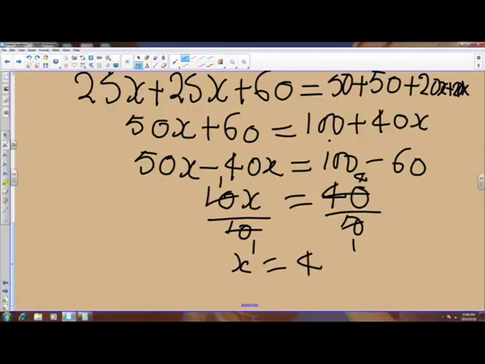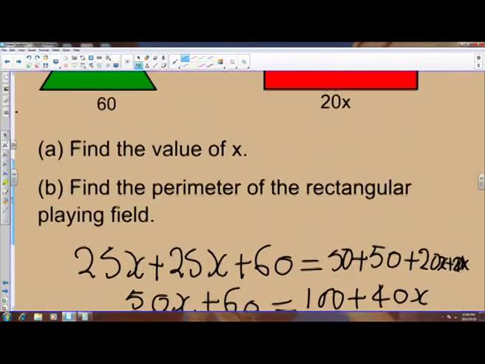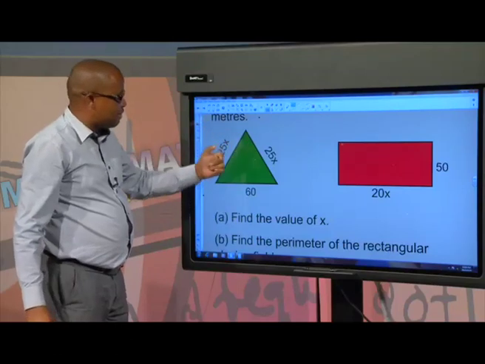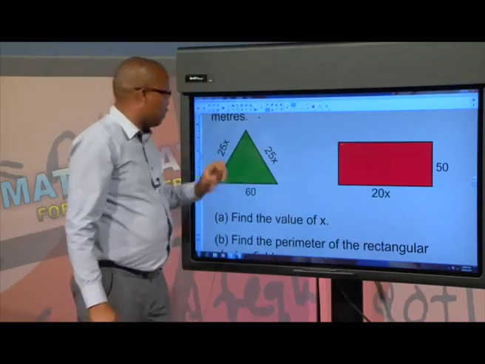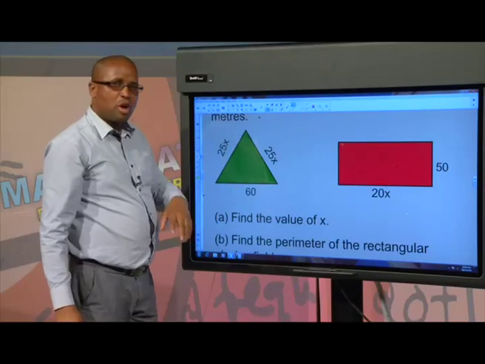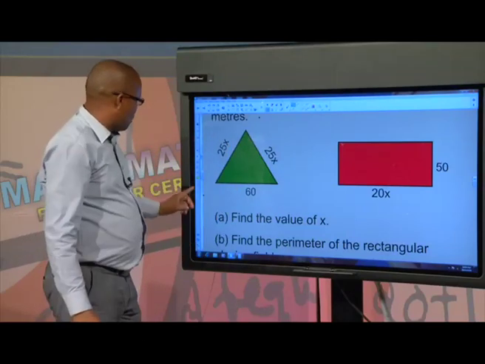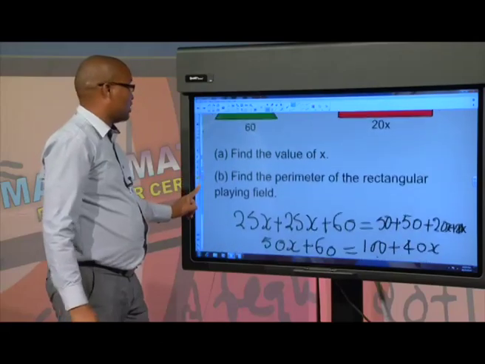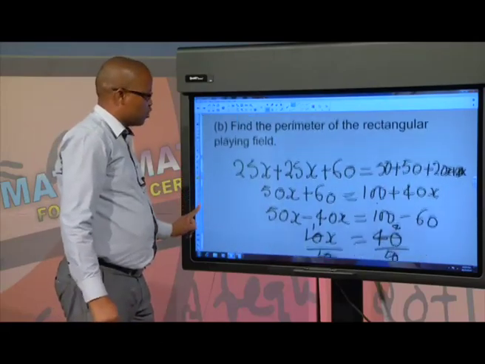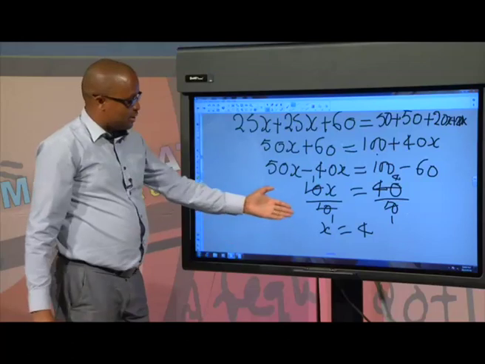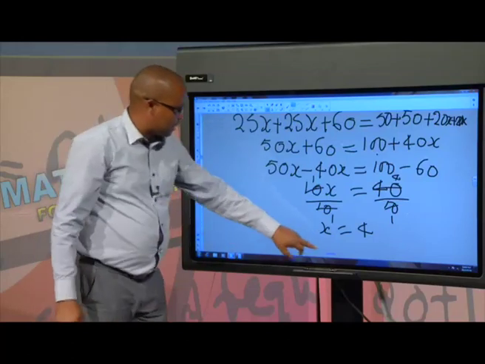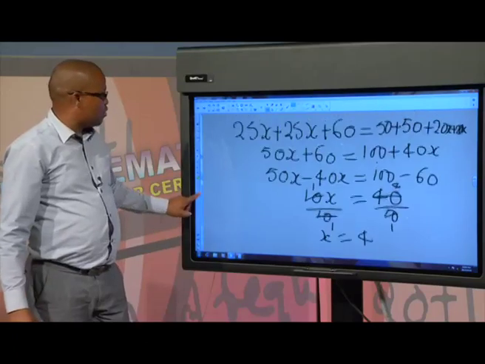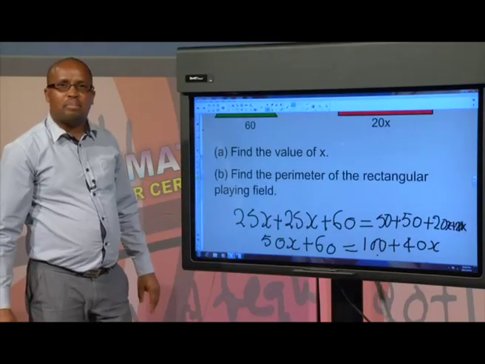Our x is 4. This simply means in this triangular playing field and rectangular playing field, the value of x is 4. We have solved that equation. Now, the first question says find the value of x. So we have solved the first part. Our x is 4. That is the first part. The value of x is 4. Now, let us go on and answer part B.